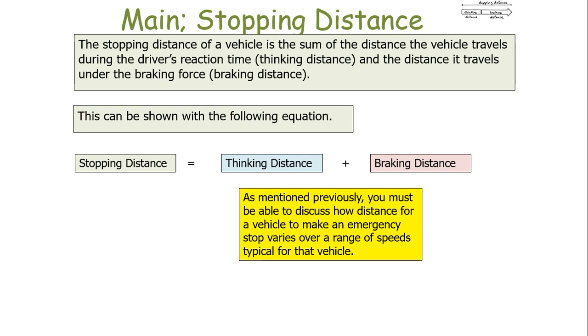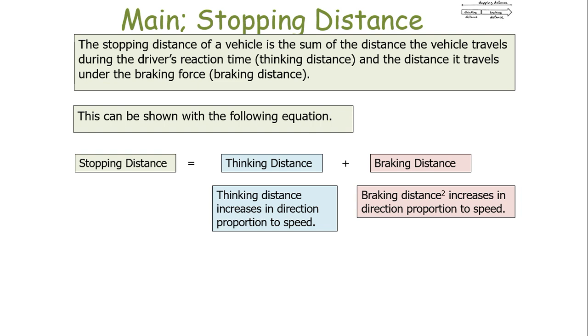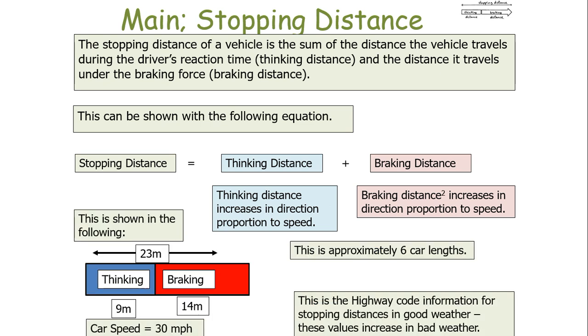Now, as mentioned previously, you've got to be able to discuss how the distance for a vehicle to make an emergency stop varies over a range of speeds typical for that vehicle. So we said before, the thinking distance increases in direct proportion to speed, but the braking distance increases in direct proportion to speed squared. So as the speed of a vehicle increases, the braking distance increases at a greater rate than the thinking distance. This is shown in the following example.